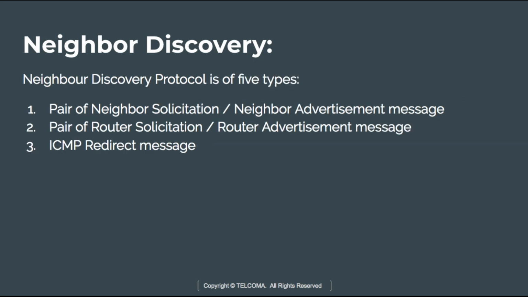Next, there are 5 types of neighbor discovery protocol messages. The first is the pair of neighbor solicitation and neighbor advertisement messages. Next is the pair of router solicitation and router advertisement messages, and the last one is the ICMP redirect message. About this we will discuss in the next lecture. So this is all about the neighbor discovery protocol.